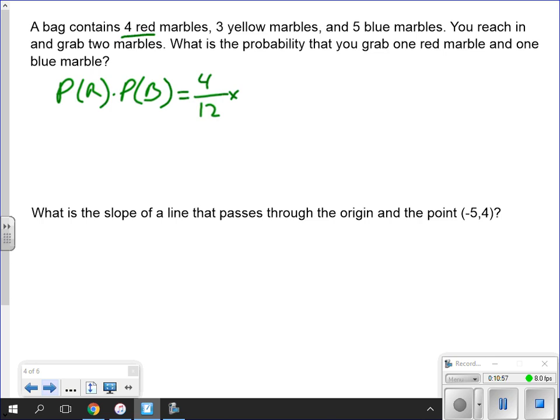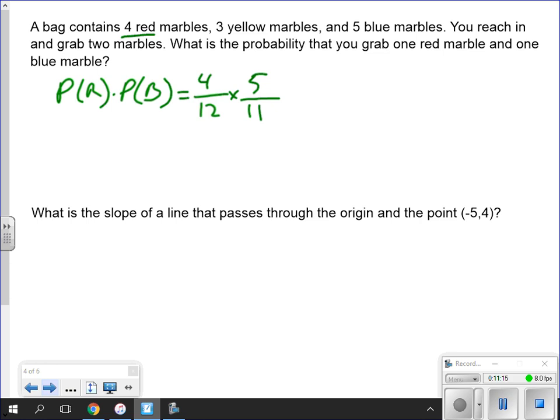Well, I have 5 blue marbles, but I no longer have 12 marbles in the bag. I now have 11. Why? Because I pulled a red one out. I have 1 less marble in the bag. Now I need to multiply these. Okay, so you multiply your fractions. You can use a calculator or you can do it by hand.